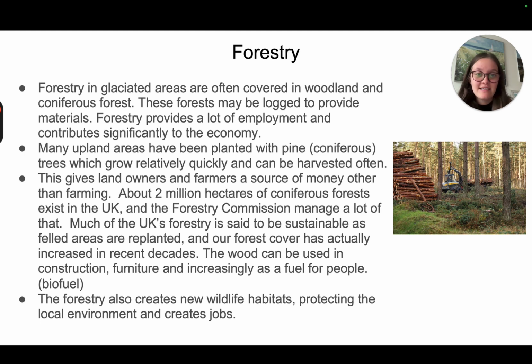About 2 million hectares of coniferous forest exist in the UK, and the Forestry Commission manage a lot of that. Much of the UK's forestry is said to be sustainable, as felled areas are often replanted, and our forest cover has actually increased in recent decades, despite so many of these trees being chopped down for materials. This wood can be used in construction, furniture, and increasingly as fuel for people, as biofuel to burn in their homes. Forestry also creates new wildlife habitats, protecting the local environment and creating jobs.